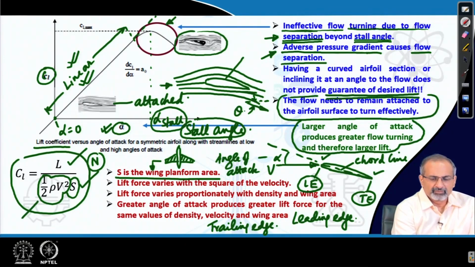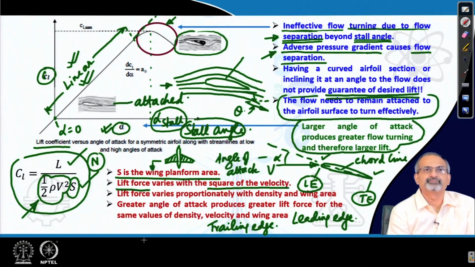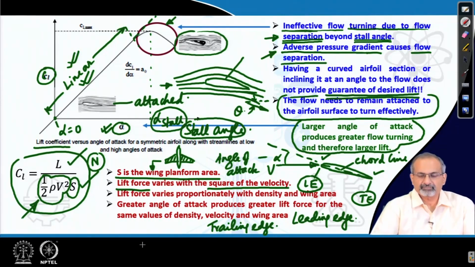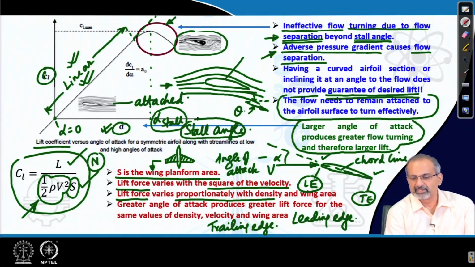Now, from this equation we can figure out that the dimensional lift force varies with the square of the velocity. For example, if you increase the velocity to twice, then the lift force should become 4 times if other parameters remain the same. Lift force varies proportionately with density and wing area. Therefore, if you fly high and your density is reduced to half, then your lift will also reduce to half. If you increase the wing area twice, the lift force will also become twice. Greater angle of attack produces greater lift force for the same values of density, velocity and wing area.